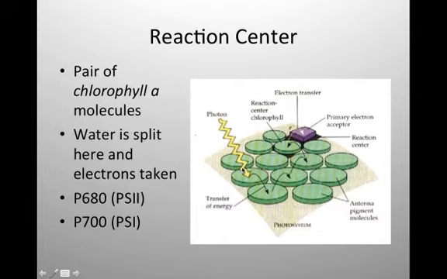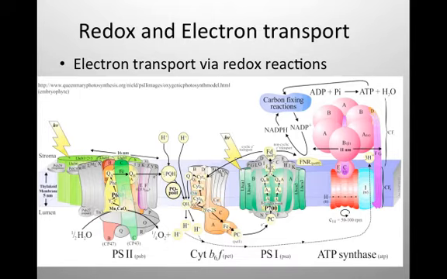All right, that'd be something to research on your own if you're really interested on why one has a reaction center at 680 nanometers and why another one has a reaction center at 700 nanometers wavelength. All right, this is just a more complex and a little more descriptive diagram of all the redox reactions that are going on at one time.